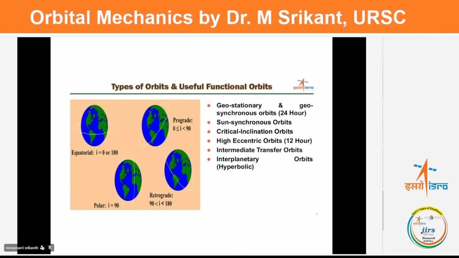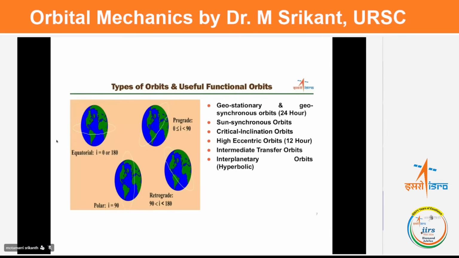Now coming to the types of orbits, the geostationary orbit is one thing, and geosynchronous orbits have a 24-hour orbit period. There are multiple types of useful functional orbits, but for imaging applications we majorly use sun synchronous orbits. Critically inclined orbits we don't use, but they are used by the Russians. This is a 63-degree inclination where the apogee is fixed over their region, so that the satellite spends maximum time over the region for their purpose. And highly eccentric orbits, which are 12 hours, intermediate transfer orbits, and interplanetary orbits. These are some useful orbits which all of us normally use.